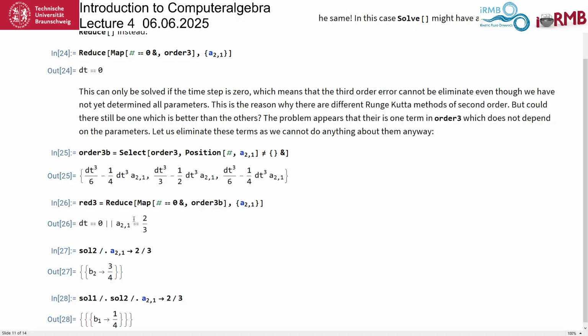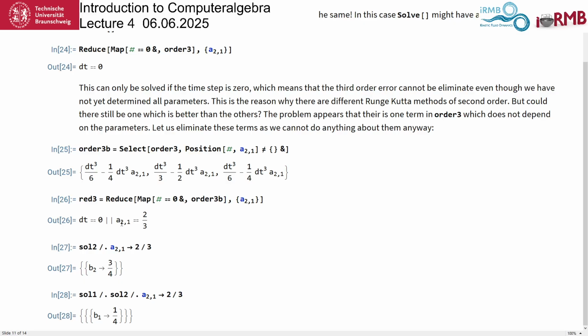Philosophically speaking, it is very controversial whether we say that this is a better method than any other choice of A21, but in practice it may or may not be a bit better. Okay, so if we put A21 to 2/3 and put this into the solution 2, then we get that B2 is 3/4 and B1 is 1/4, which of course when you put them together gives you 1.